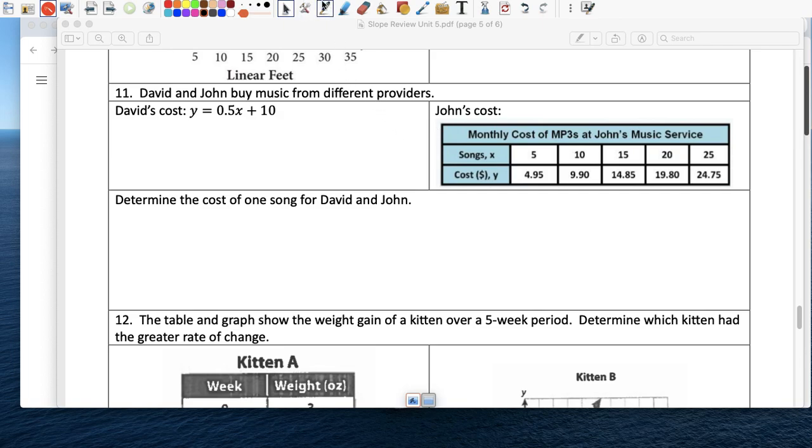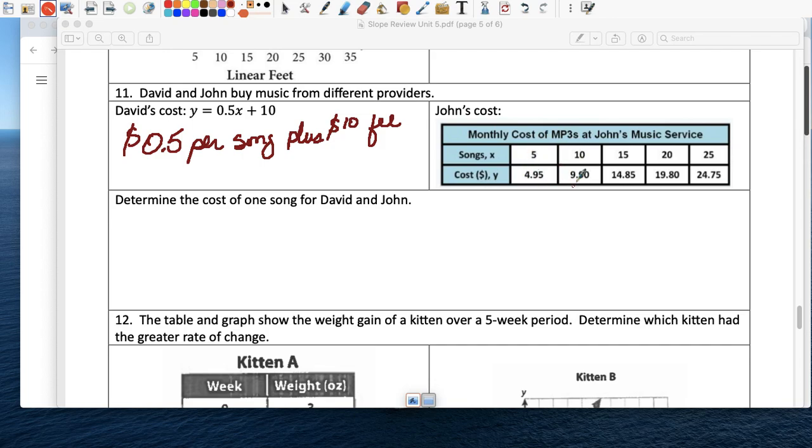Dave and John buy music from different providers. Dave's cost is 50 cents per song, plus a $10 setup fee. That's what this says here. So it's 0.50 per song of music, plus a $10 fee. And this company here charges $4.95 for 5, $9.90 for 10, etc.